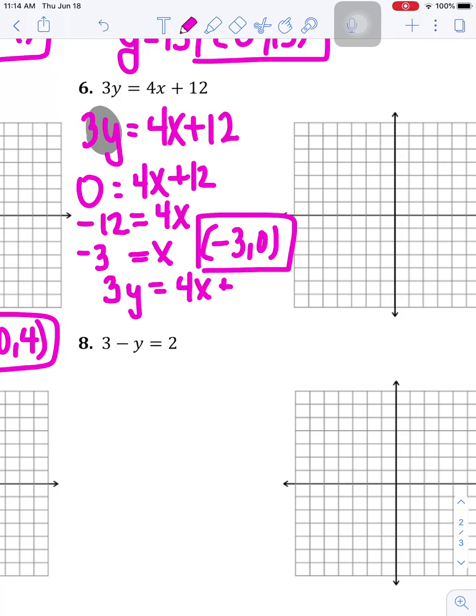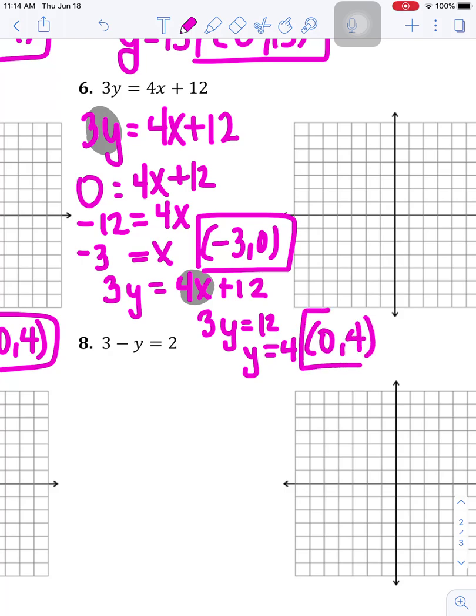Starting with rewriting that equation again, when we go to solve for the y-intercept, you now zero out the x. That now leaves you with 3y equals 12, so y is 4. So in this case, we get some nice straightforward intercepts. Go ahead and plot them. So negative 3, 0 is on our x-axis, 0, 4 is on our y, and then you have your graph created.